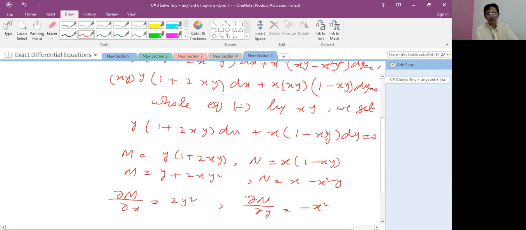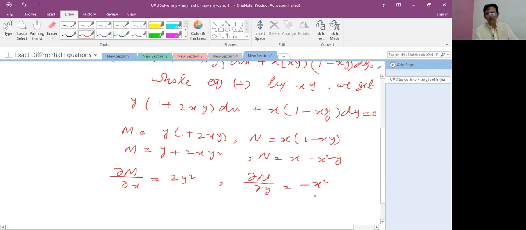So the integrating factor, after finding the derivative, is y into 1 plus 2xy and x into this 1. It means xy is the integrating factor. So we have determined it this way. It's wrong. For that, I have made a mistake.